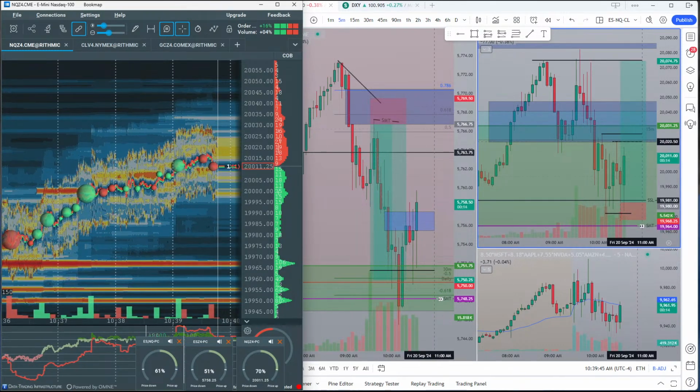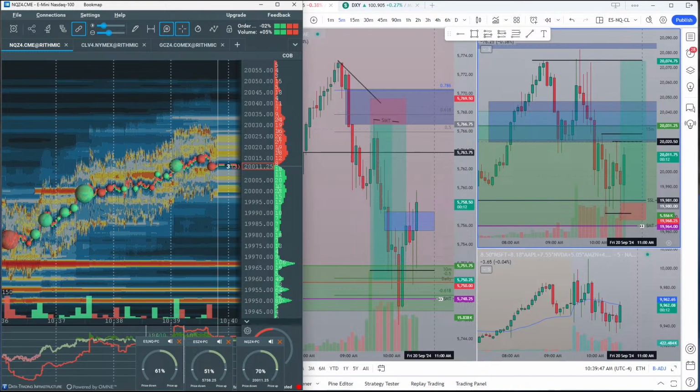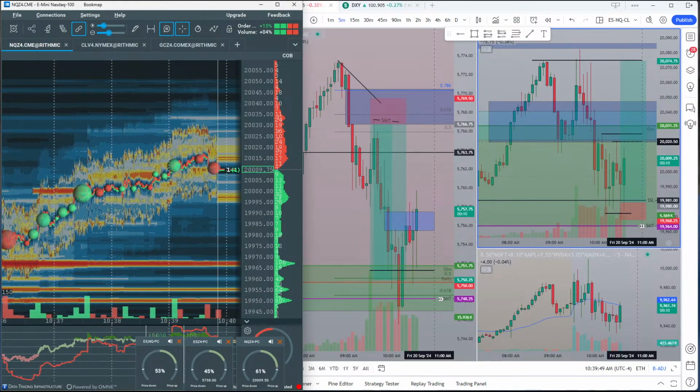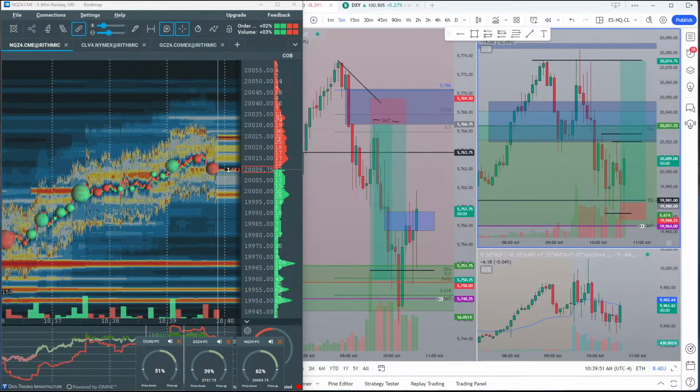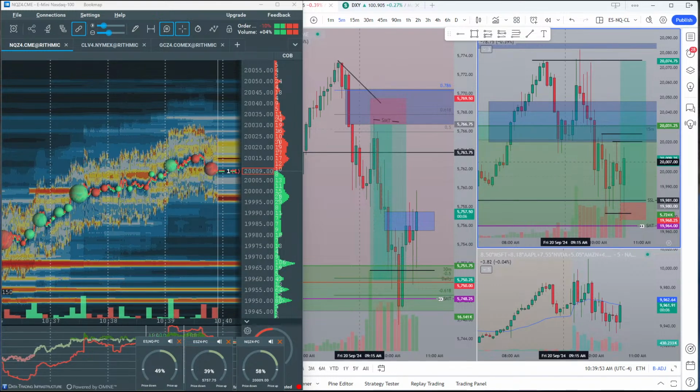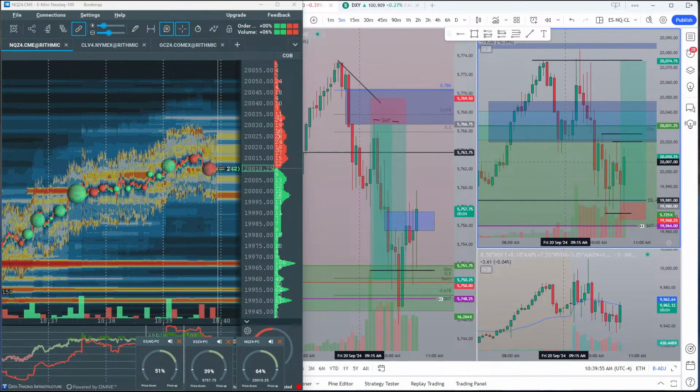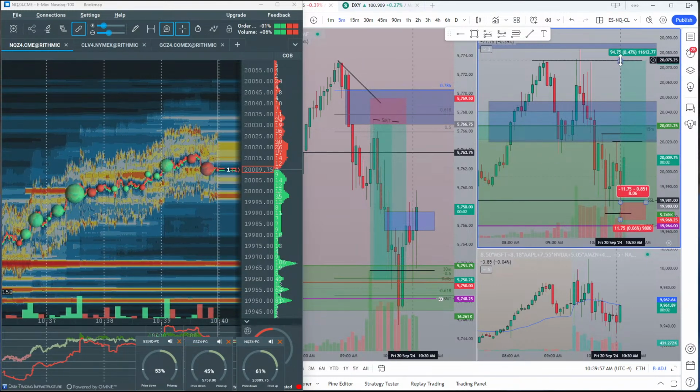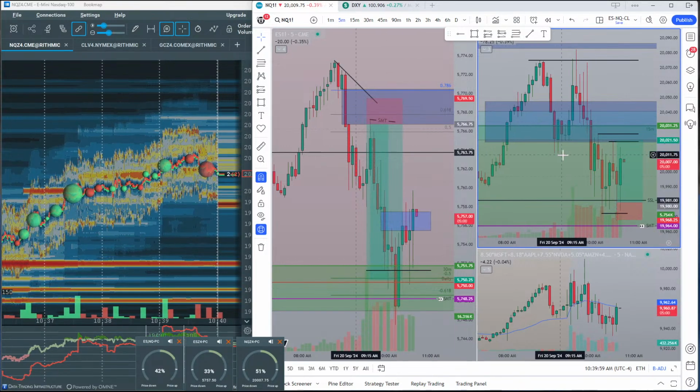16 seconds left in this 5 minute. I'm definitely considering getting out at 20,020. That was a key level before. That worked as a support. Now let's see if it works as resistance. I want to get out there. So that's where I'm looking to potentially get out of this trade.